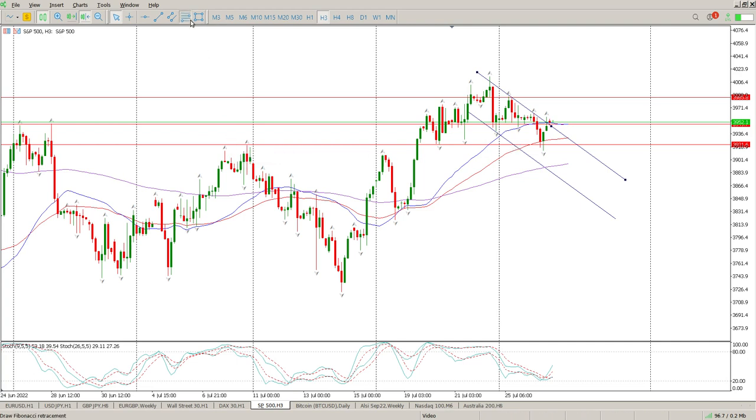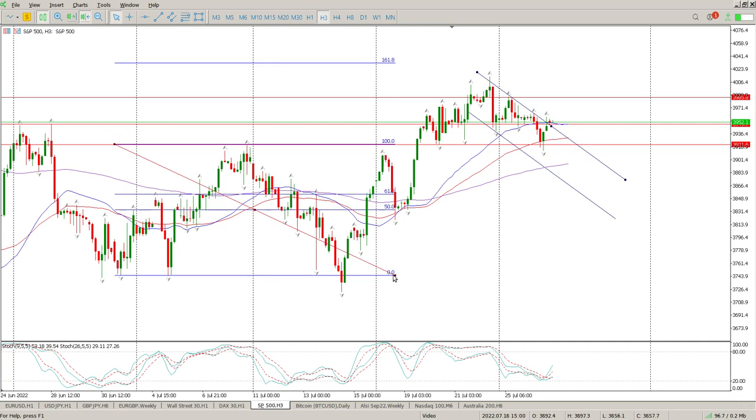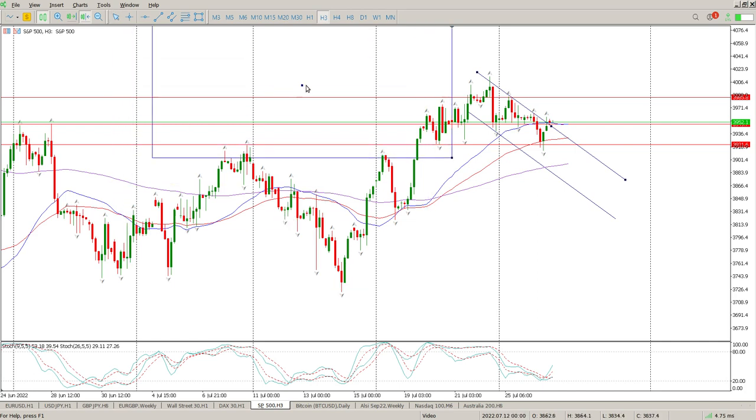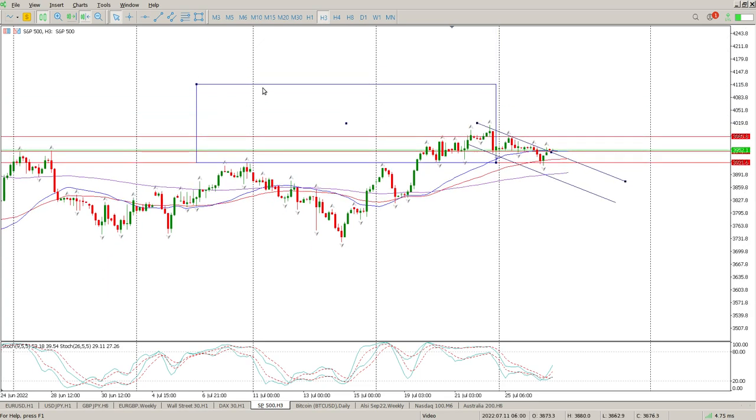So if I do this, sorry, wrong one. We do this, right? That is a double bottom. There's the first leg of the bottom, there's the second leg of the bottom, that's the neckline. So that would give us a target to the upside, which is up there.